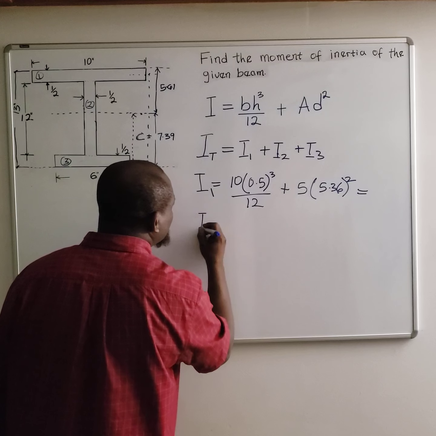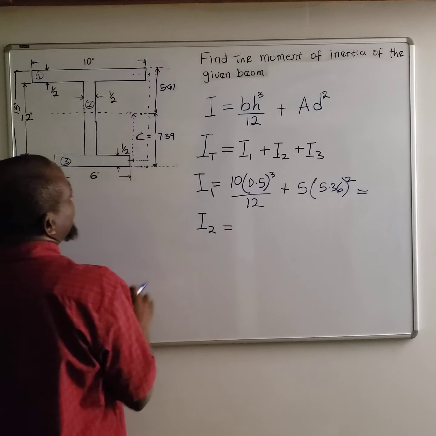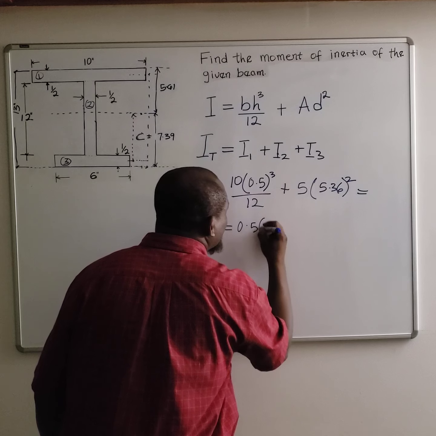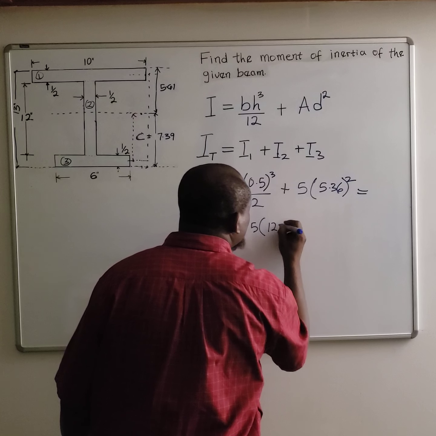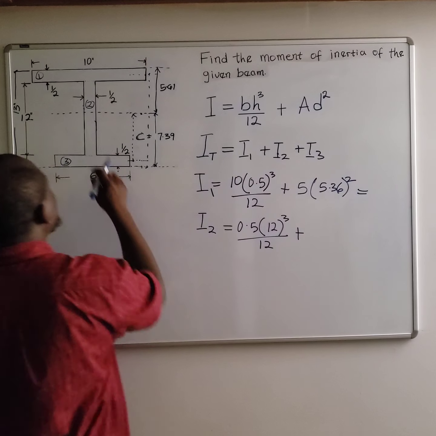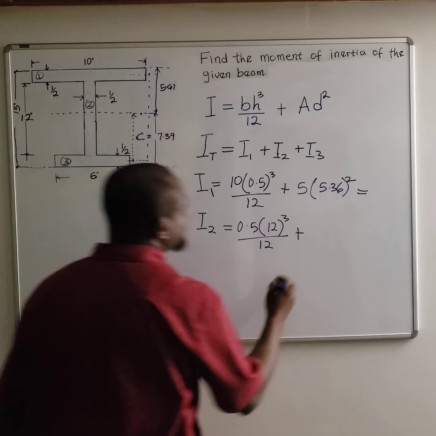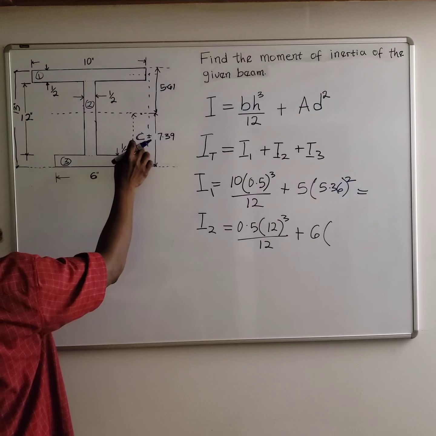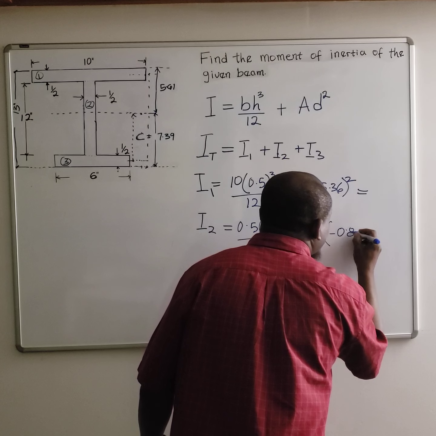Then our I2 will be our B is half inch, 0.5, multiplied by the height of this rectangle, which is 12 raised to power 3 divided by 12 plus the area of this rectangle, which is 12 multiplied by half, that's 6. And we also calculated our distance D as negative 0.89.